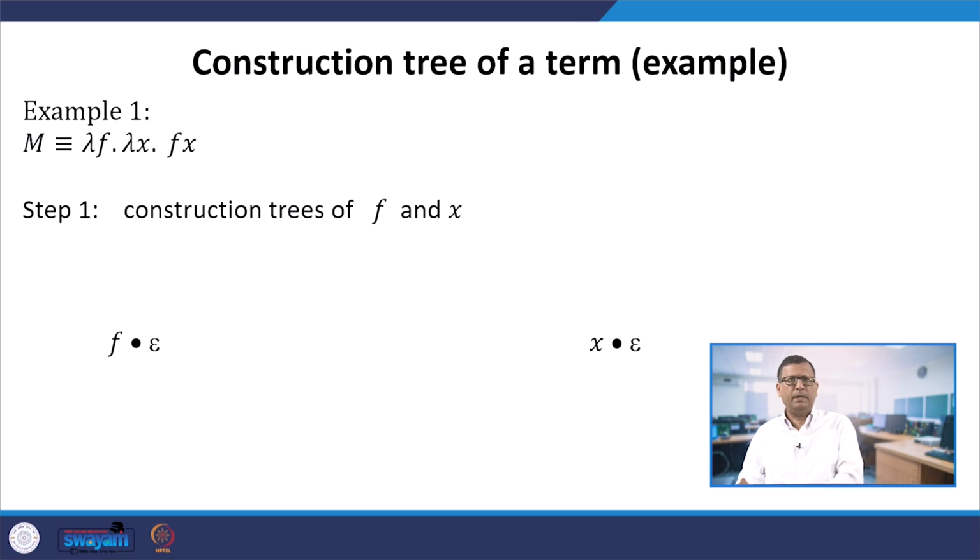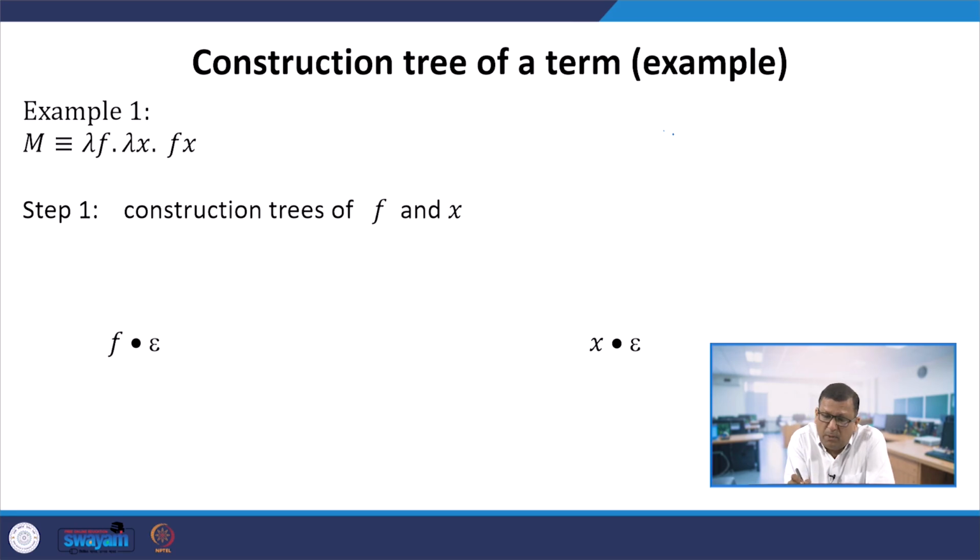Now we take a very simple example and work out the construction of the tree as per this definition. So this term is lambda f dot lambda x dot fx. There are 2 abstractions and 1 application. So we start. The idea is that at each node we are writing 2 things: one is a subterm and another is a position.